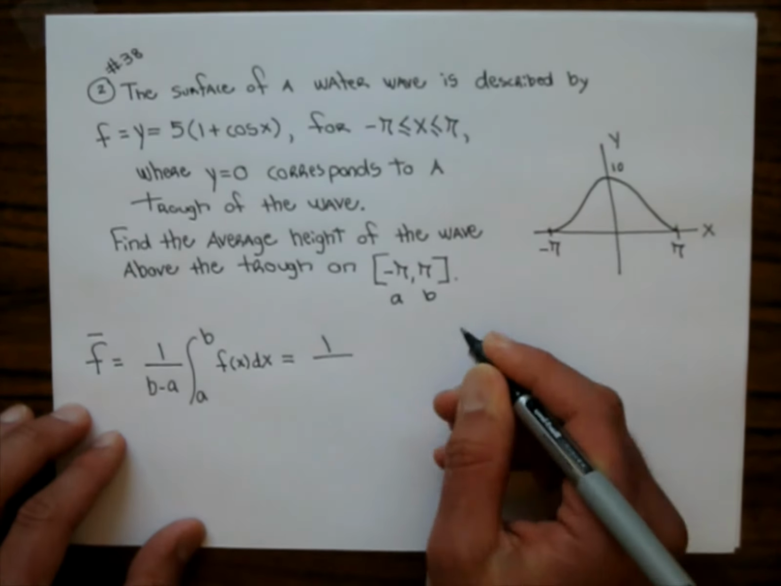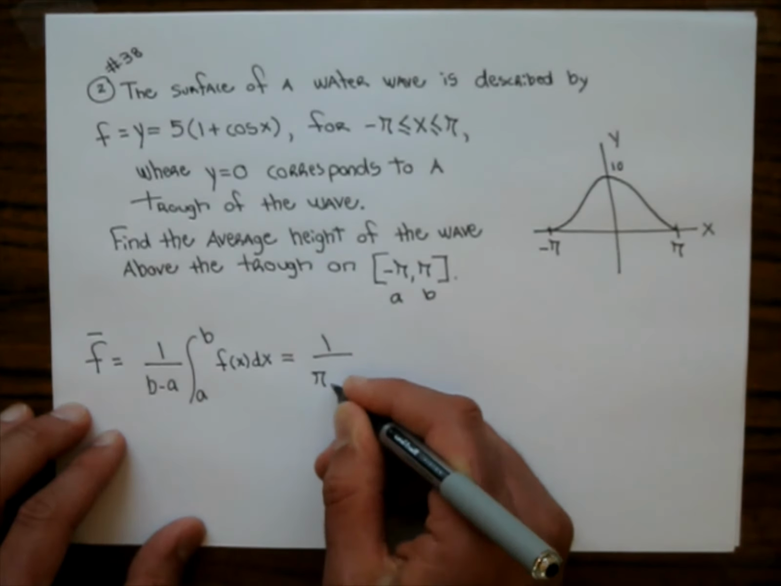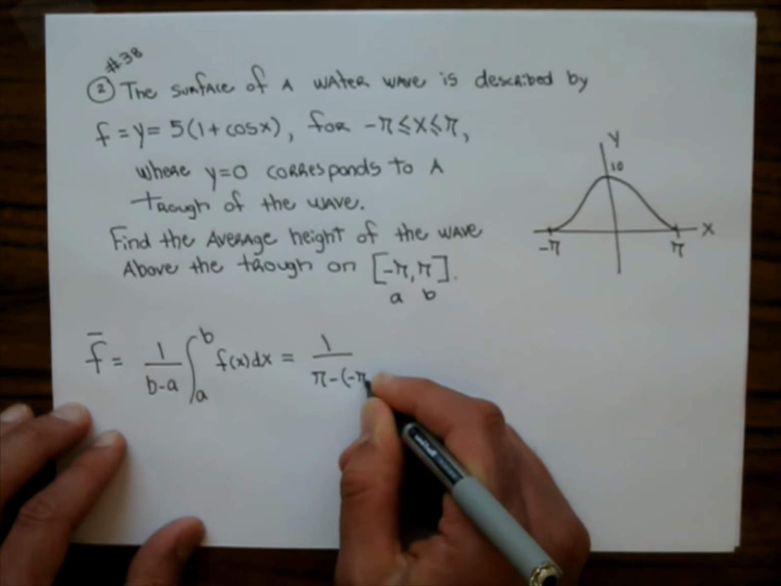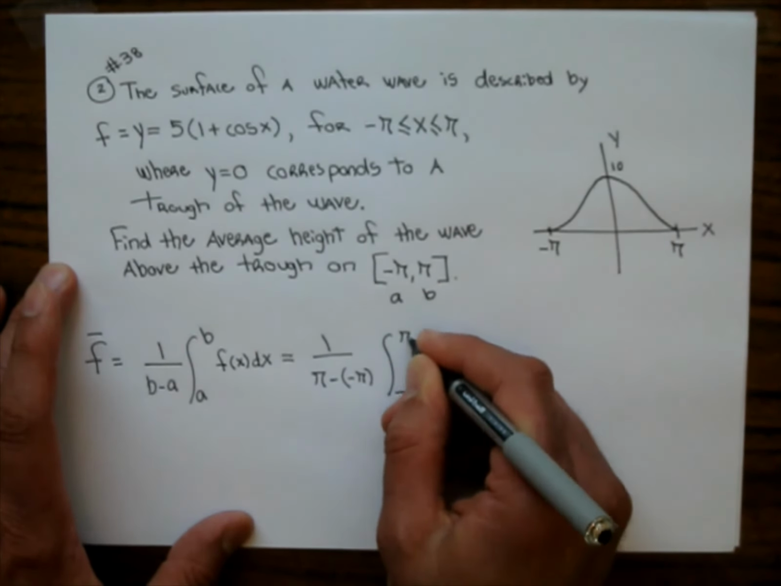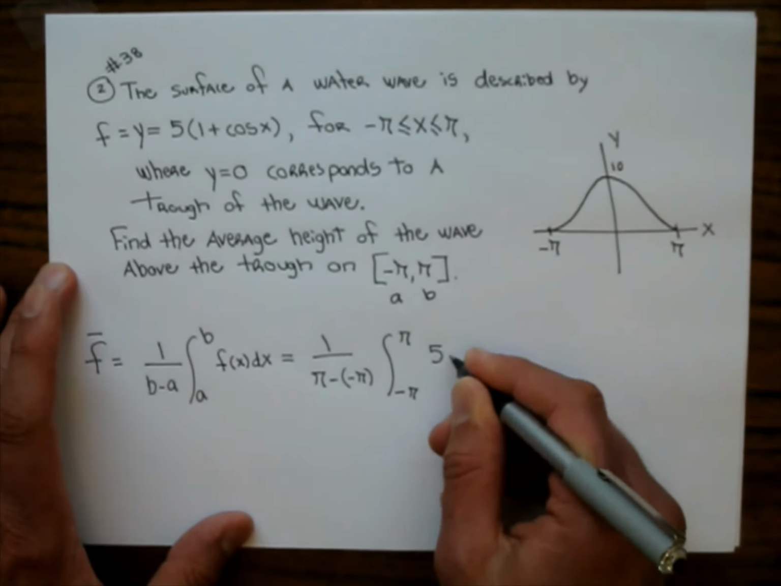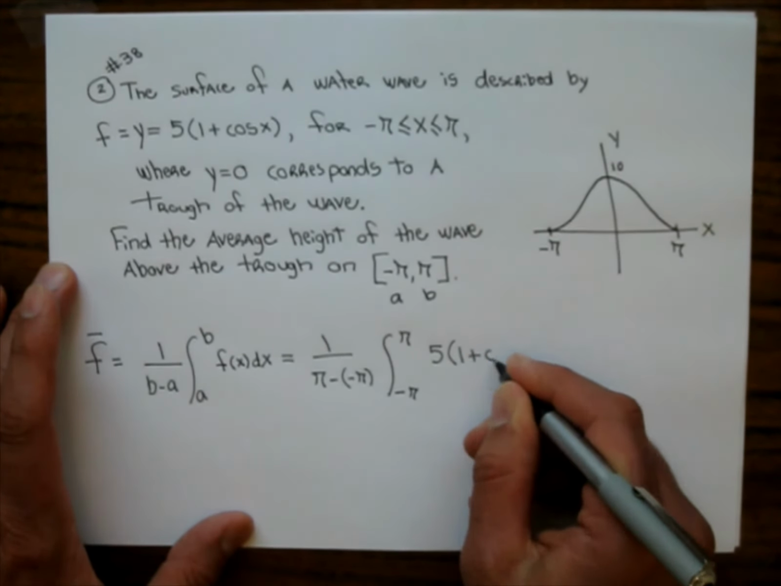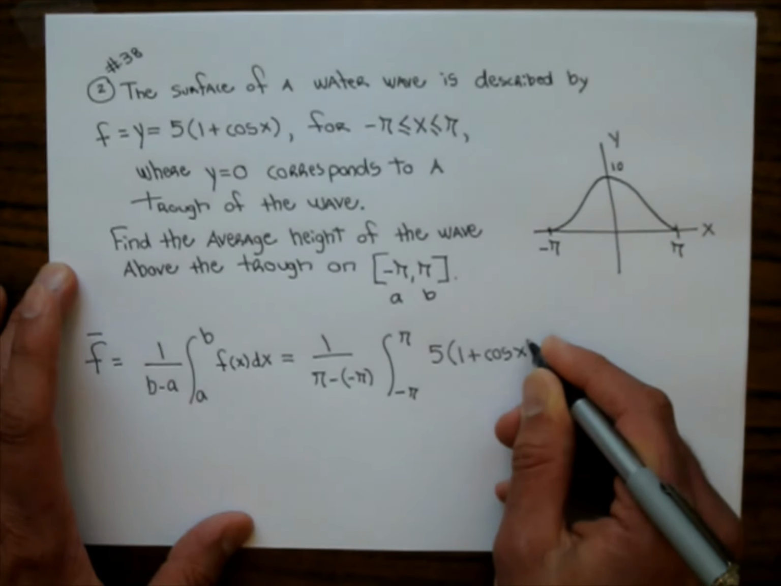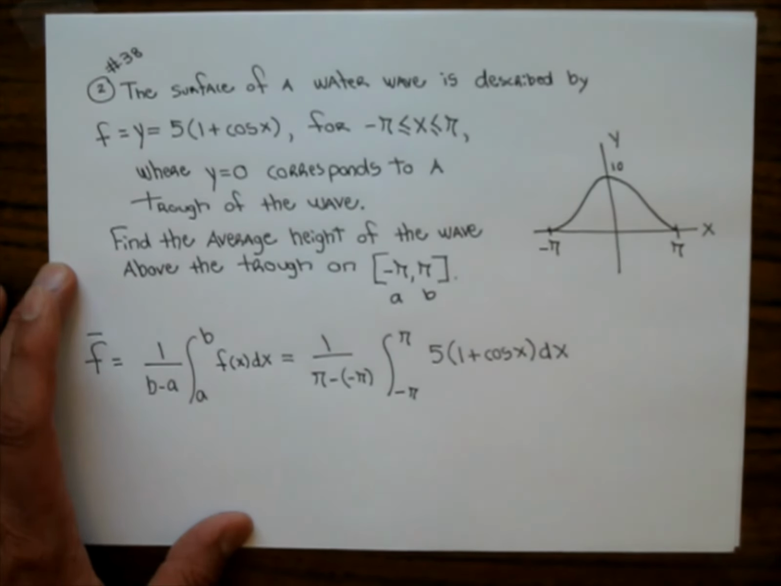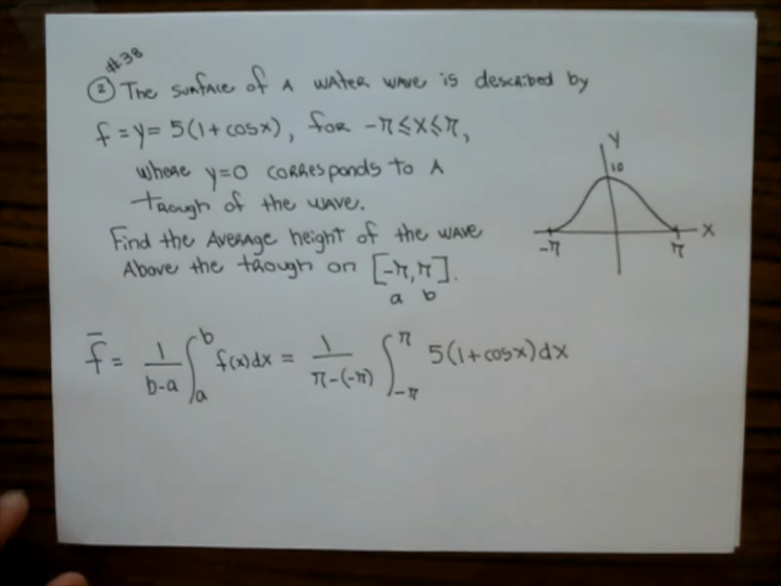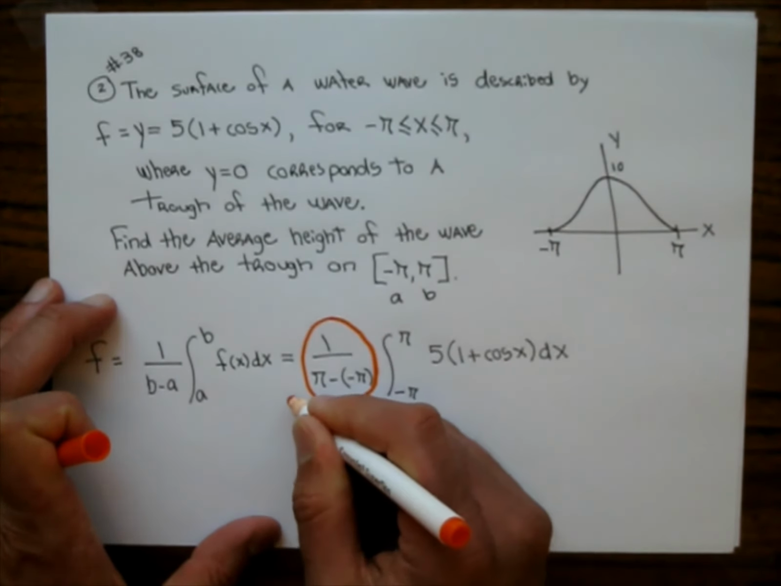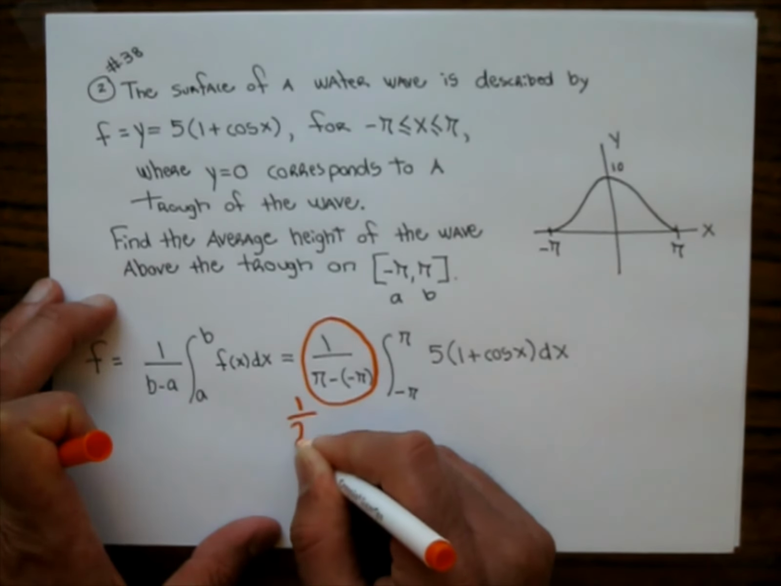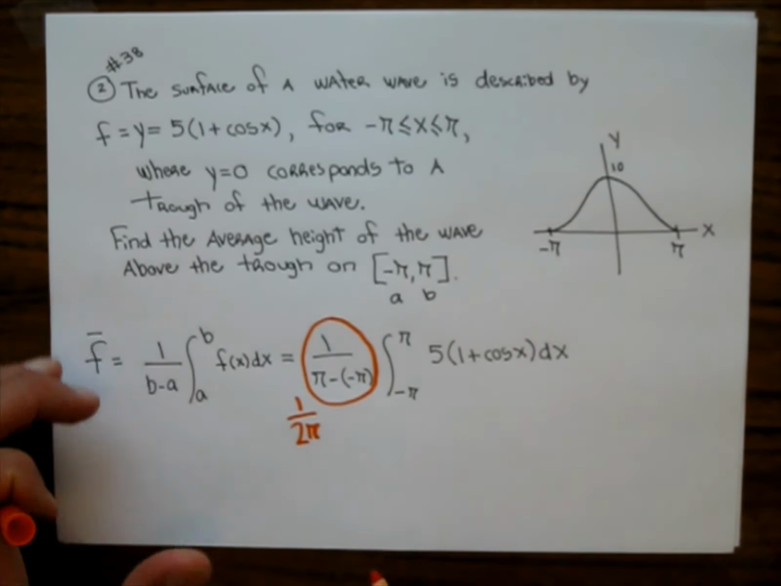So I have 1 over b minus a. We integrate from negative pi to pi, and we put this function in, 1 plus the cosine of x dx. Okay, so there's a few things going on here. The first thing to note is this right here. That right there is 1 over 2 pi. You can see that on the bottom.